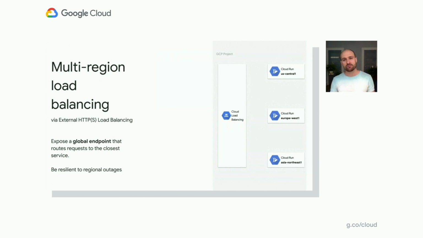So let's see an example. Here, somebody from San Francisco connects to my global endpoint. Well, Google Cloud Load Balancer will route that request to my Cloud Run service, which is in the US. But now, if somebody from Paris connects to that same global endpoint, then Google Cloud Load Balancer will send the request to Europe West 1. So you see how you can build global services with increased availability and performance on top of multiple Cloud Run services. But that's not all.